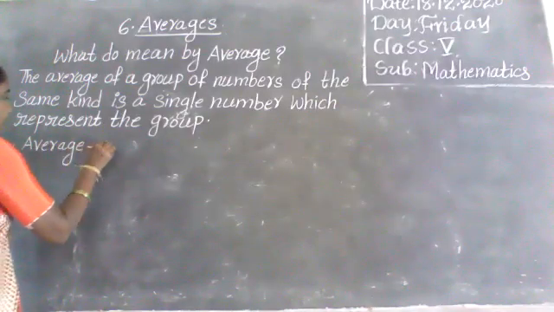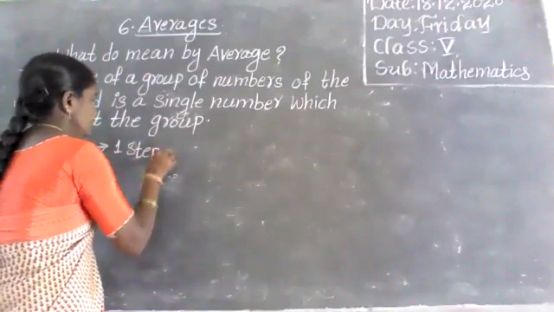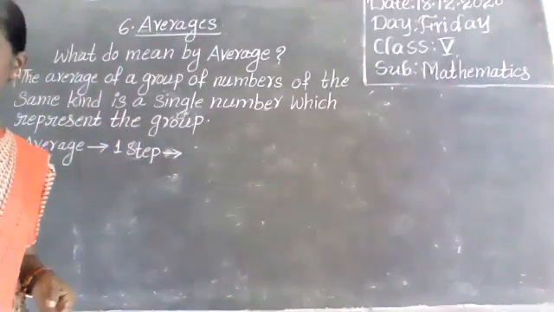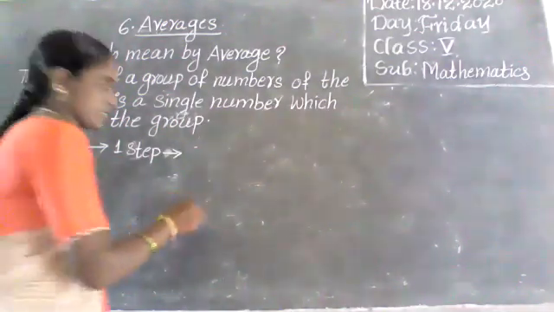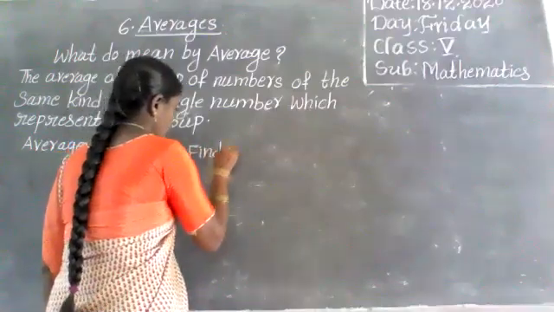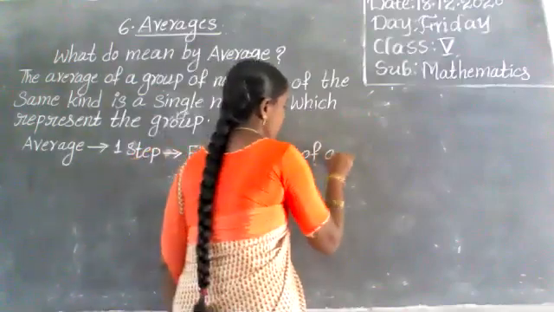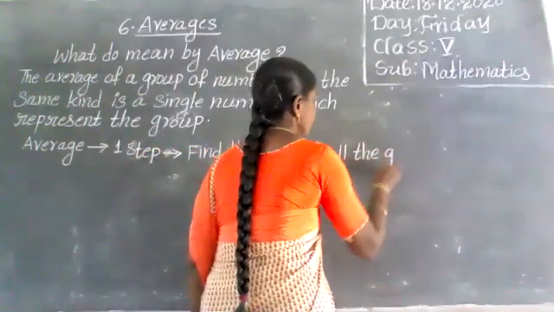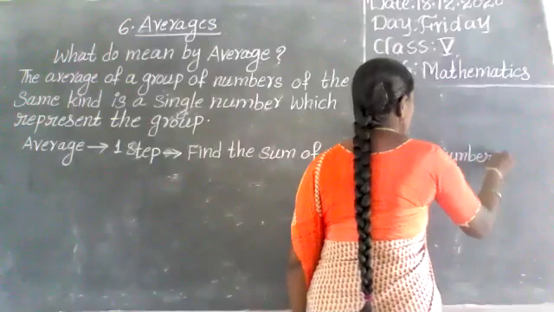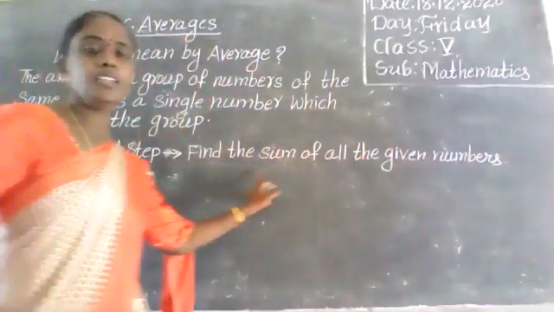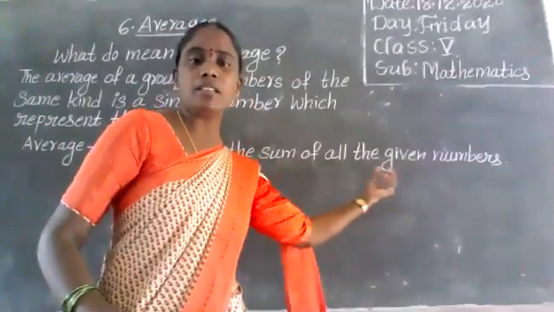Average. First step is find the sum of all the given numbers. Find the sum of all the given numbers, given articles, given weights, given marks, anything.